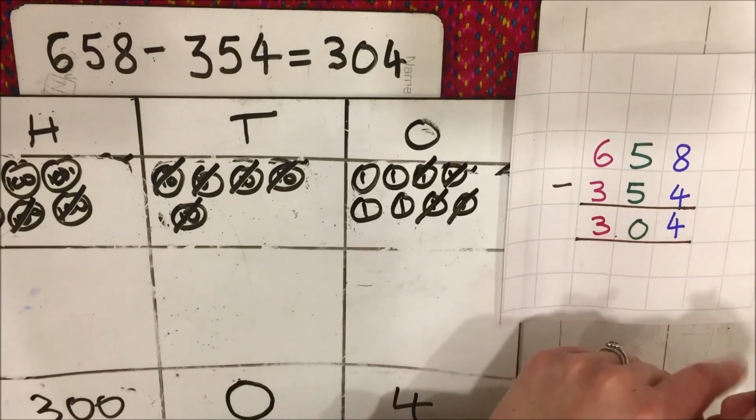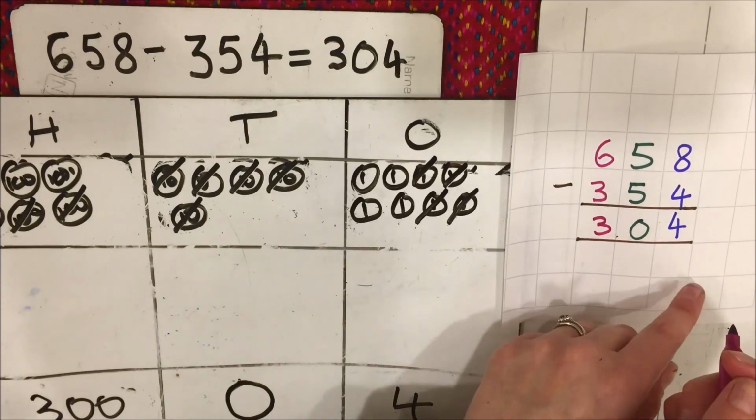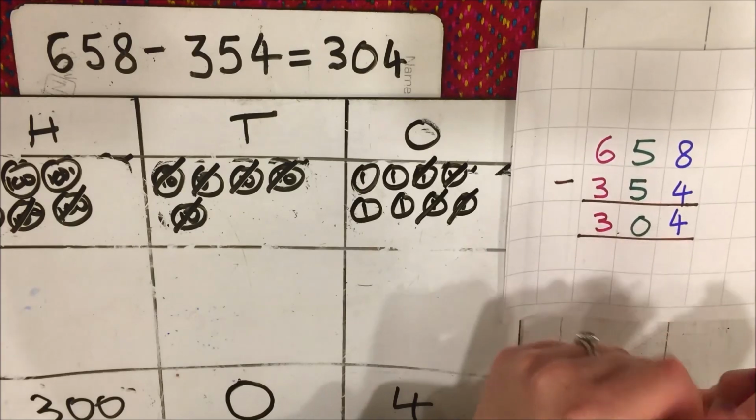Check your hundreds, tens and ones are lined up. If you're left with no tens or no ones, remember we still need to put a 0 as a placeholder.